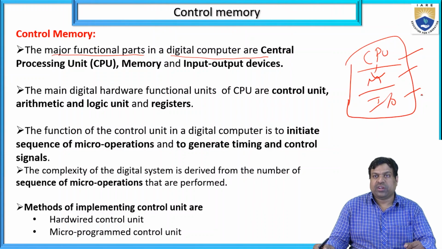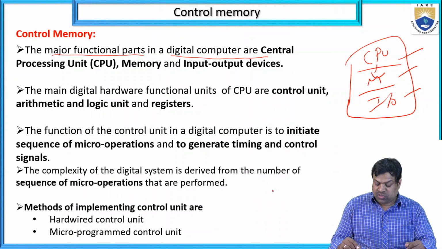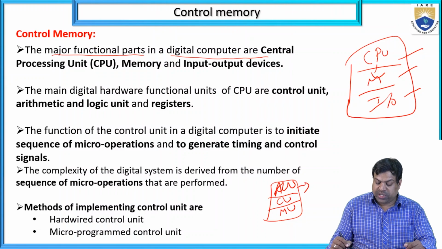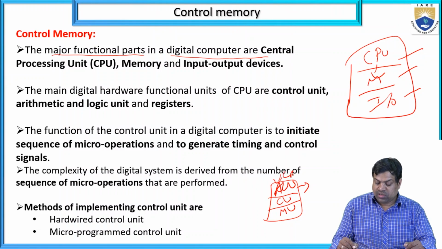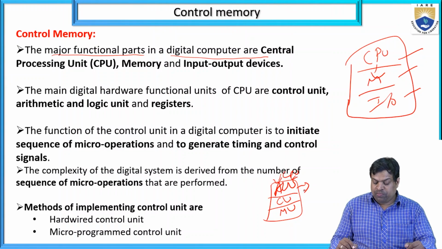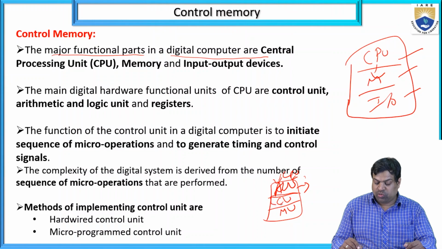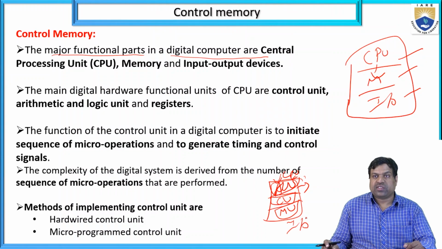The main digital hardware functional units of the CPU are the control unit, arithmetic and logic unit, and registers. So, control unit, memory unit, and ALU, meaning arithmetic logic unit. This is about the CPU. In the CPU, there are the arithmetic logic unit, control unit, and memory unit. The control unit means how we are controlling the arithmetic logic unit and memory unit between the input and output peripherals.